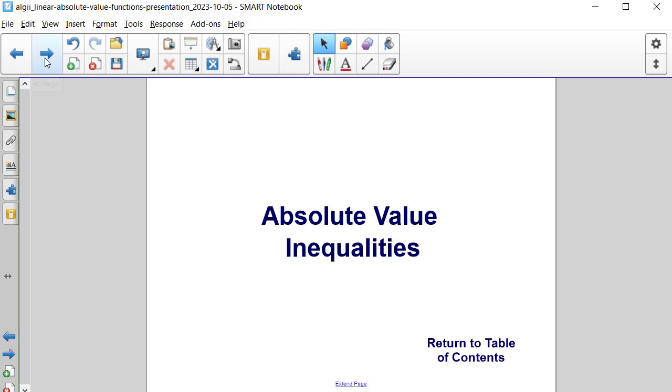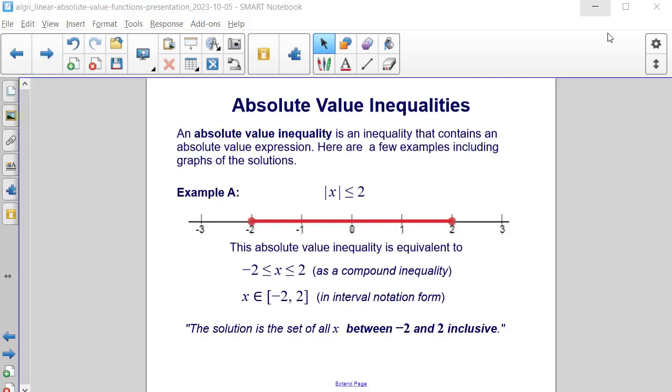Absolute value inequalities. An absolute value inequality is an inequality that contains an absolute value expression. We're going to show a few examples, including graphs of their solutions. So in example A, we have that the absolute value of x is less than or equal to 2.